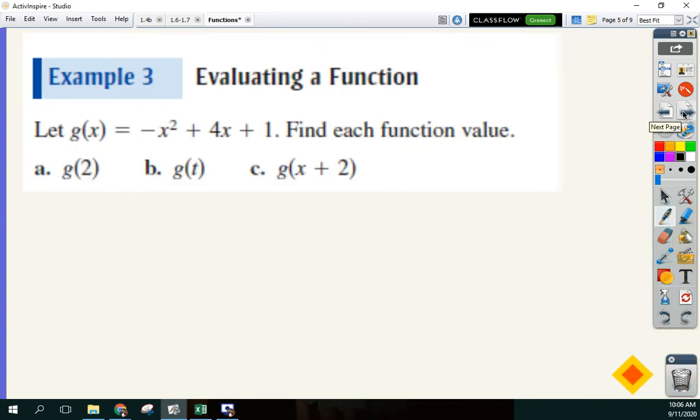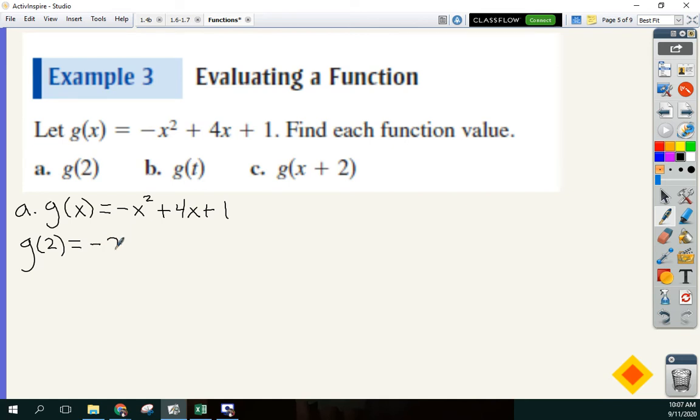All right, next up we want to evaluate. So remember, evaluating a function just means to plug something into that function to find a value, which is kind of where that key component of value comes in: evaluate. And we can do that with numbers, we can also do that with variables, and we can do that with expressions as well. And we're going to look at an example of all three of those. So notice that our function is g of x equals negative x squared plus 4x plus 1. And they ask us to evaluate g of 2.